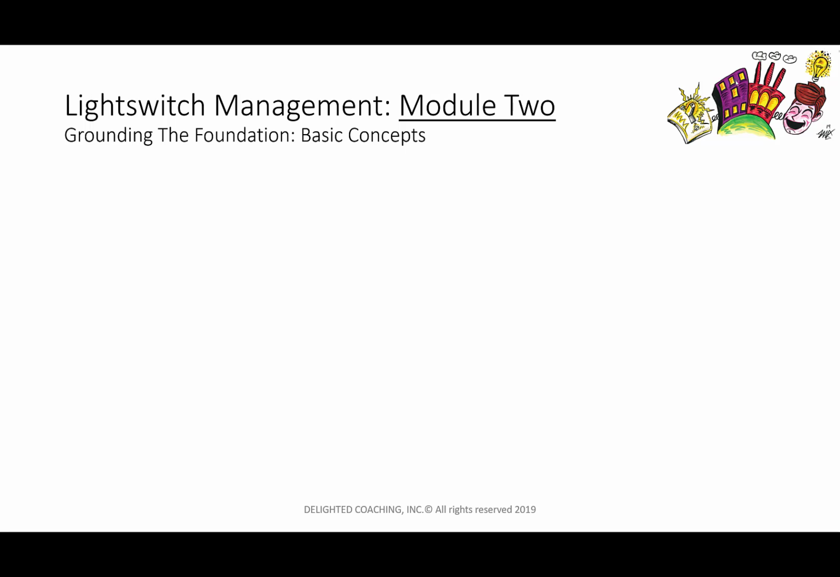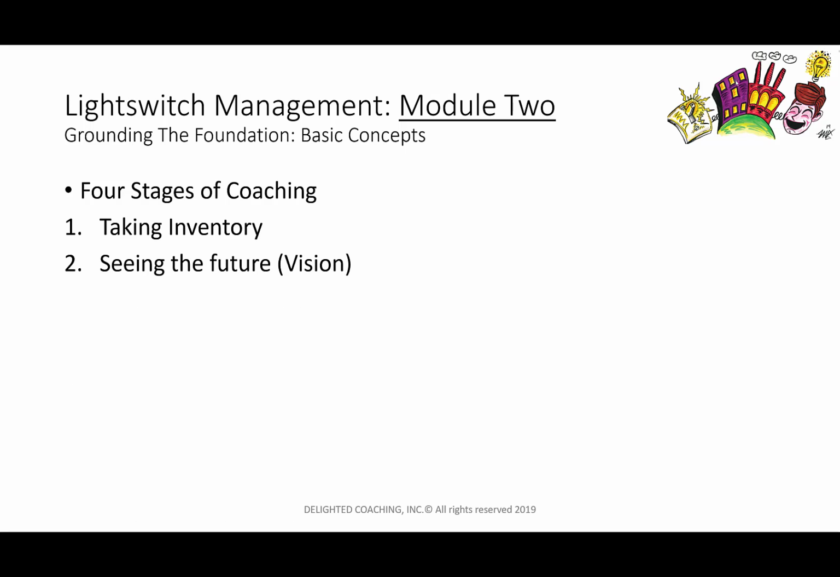Now let's continue to talk about basic concepts. There are 4 stages of coaching. First, the person being coached must take inventory of what is going on in the situation. They must come to real terms with the here and now. Then the person being coached must see the future possibilities and put forth what outcomes they want to see. We can characterize this as their vision of a future state.